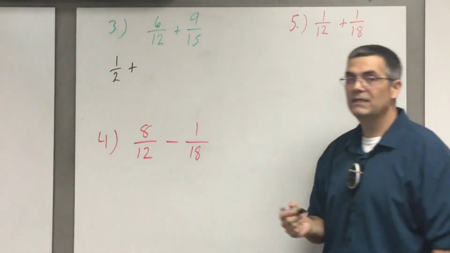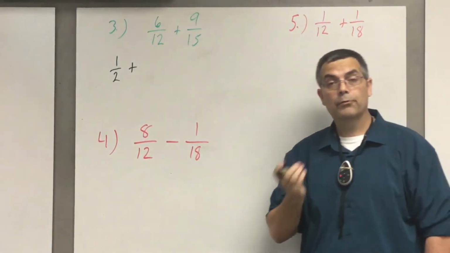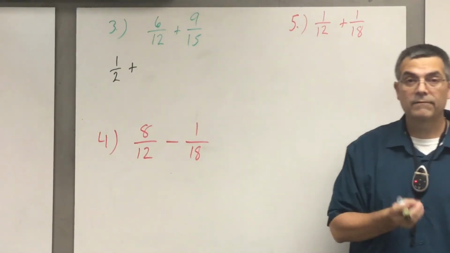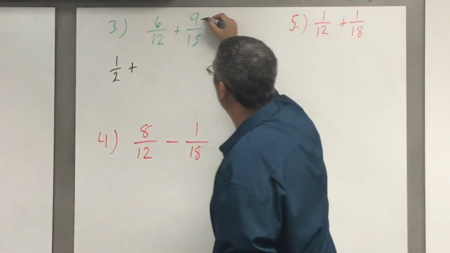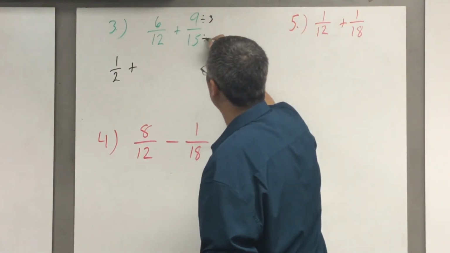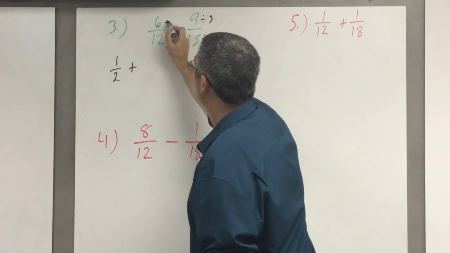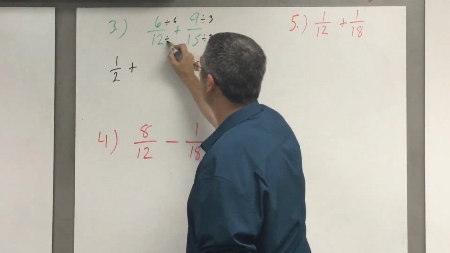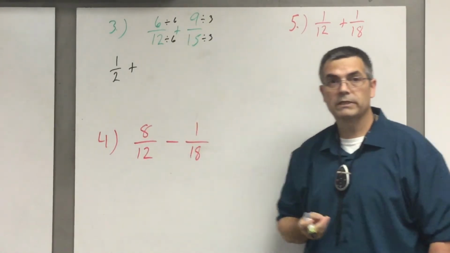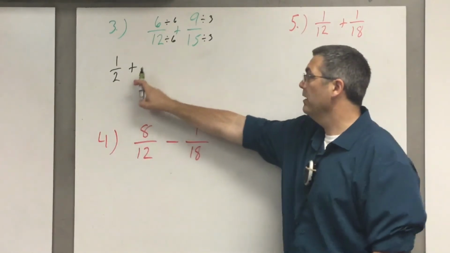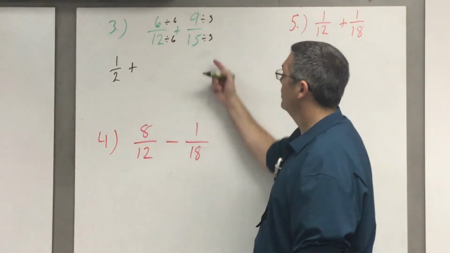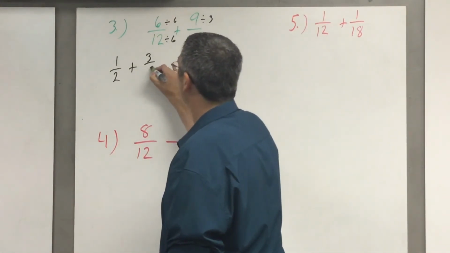And then 9 over 15 actually reduces too. 3 goes into both the 9 and the 15. So I can divide by 3, divide by 3. Here, I'm dividing by 6, divide by 6, just so you can see what we did there. Okay, so I got 1/2 plus 3/5.